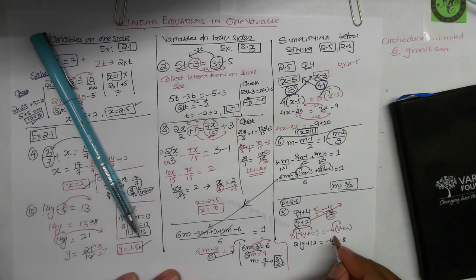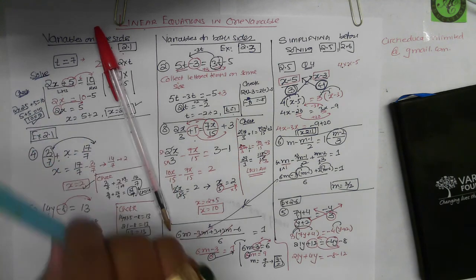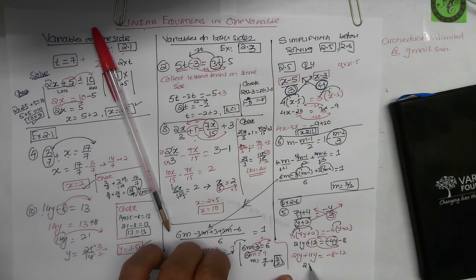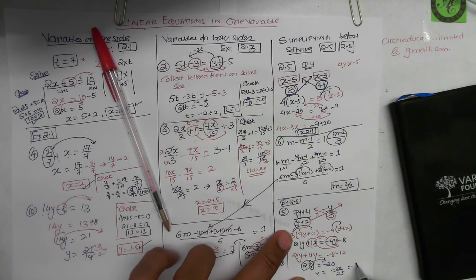Now bring y's together to one side and numbers to the other. So 21y plus 4y equals minus 8 stays there and minus 12. That gives you 25y equals minus 20. So that's times by 25. So that has to go. So y equals minus 20 divided by 25. The answer is minus 4/5.